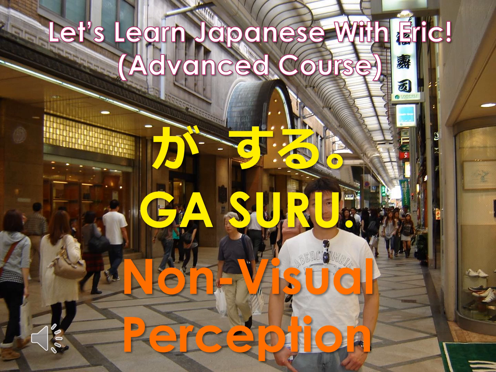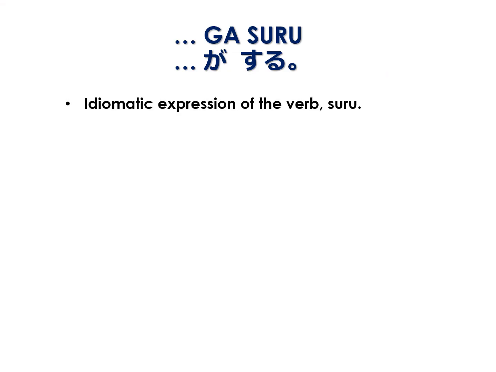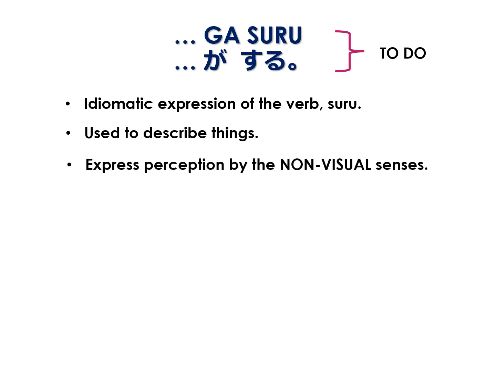In this lesson, we'll study an idiomatic use of suru, the ga suru expression that describes non-visual perceptions. 何々がする is an idiomatic expression of the verb suru, which means to do. We use it to express our perception of things by the non-visual senses. For example, what something tastes like, sounds like, smells like, voices like, and feels like. Again, these are non-visual senses.